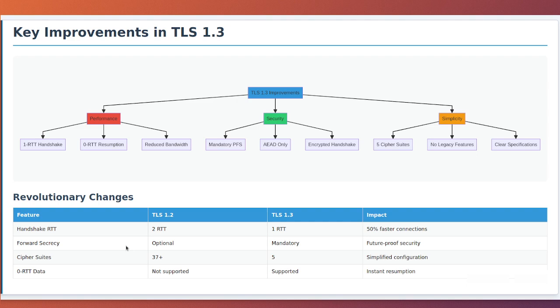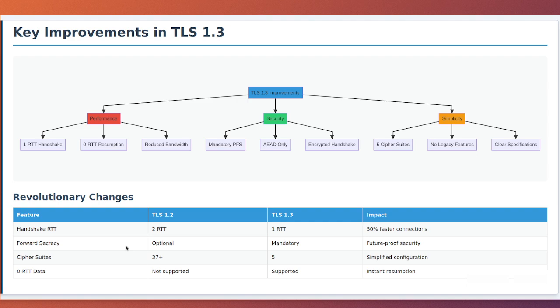Zero RTT resumption is perhaps the most exciting feature for performance-conscious applications. When reconnecting to a server you have previously connected to, TLS 1.3 can send application data in the very first packet. This means zero additional latency for resumed connections. However, this feature does come with some security trade-offs that we will discuss later, particularly around replay attacks.